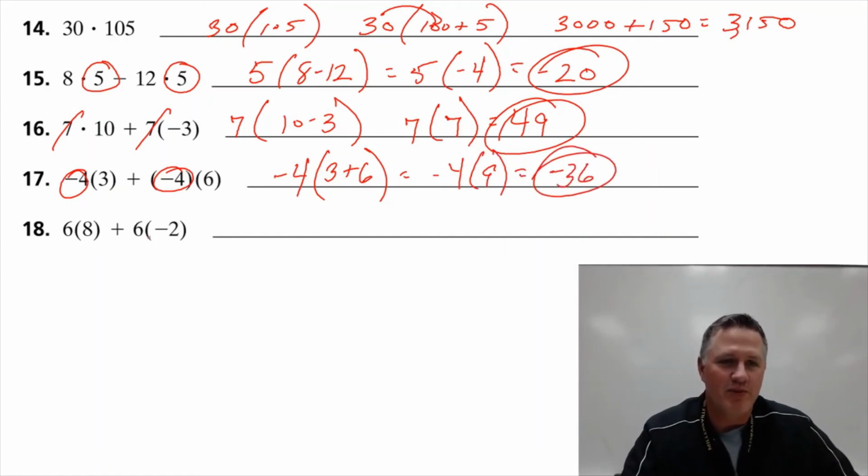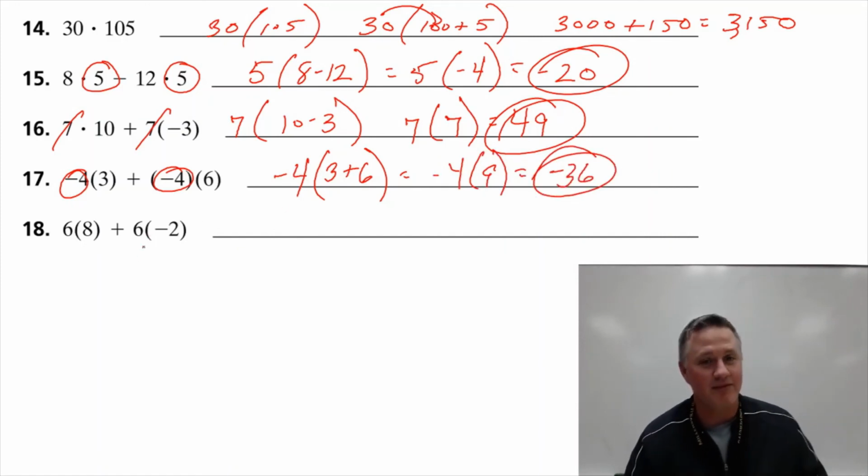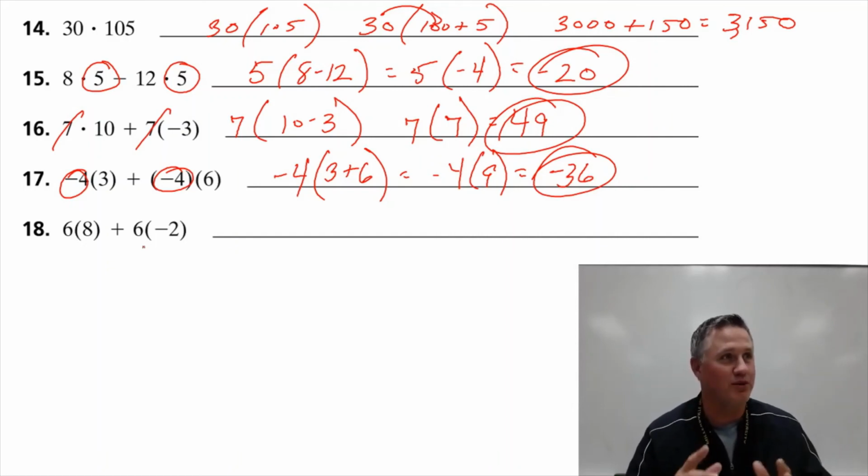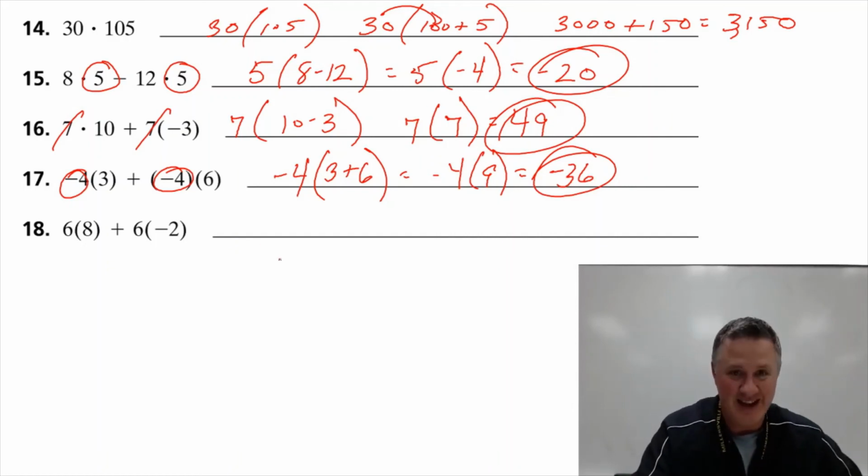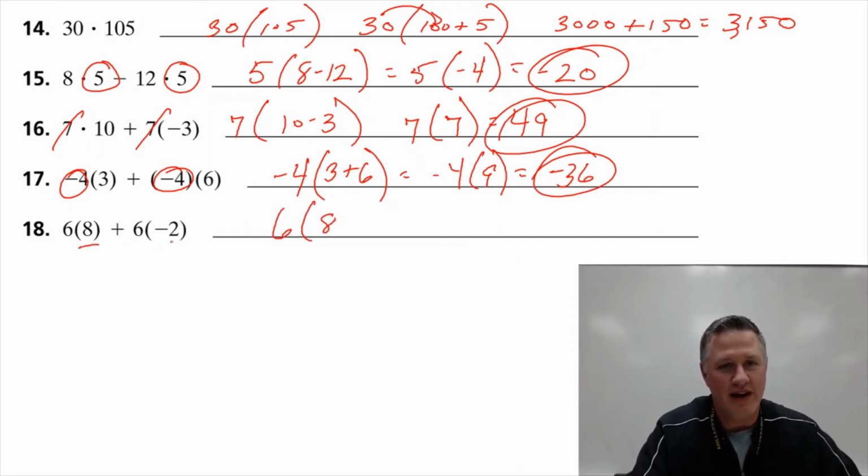All right, and the final problem. 6 times 8 plus 6 times negative 2. They're both times 6. What's left over? 8 minus 2. Let's do 8 minus 2, and you get 6 times 6, which is 36.